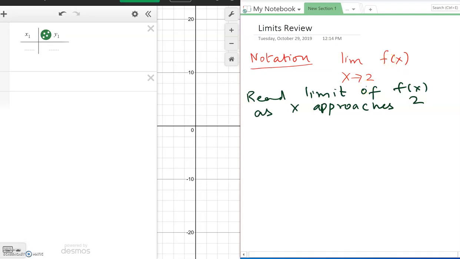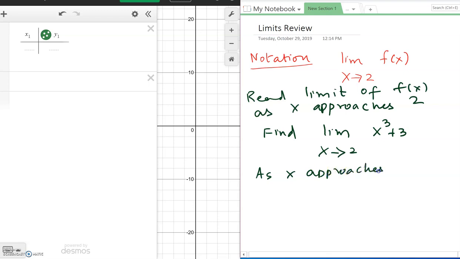And so let's just take a specific f of x. Let's find the limit as x goes to 2 of x cubed plus 3. Which means the question is, as x approaches 2, what happens to x cubed plus 3? What number does this expression approach? This is the number which is the answer to this limit problem.